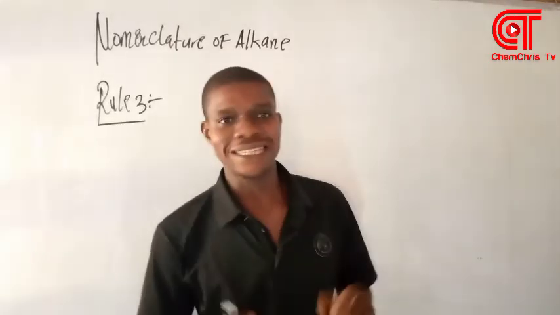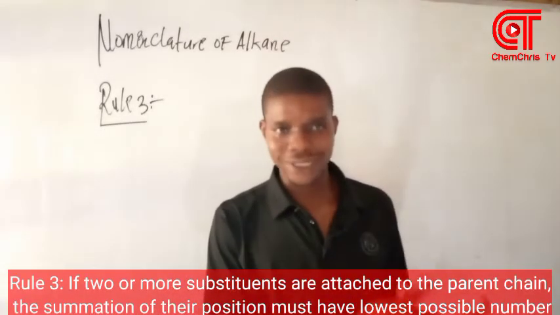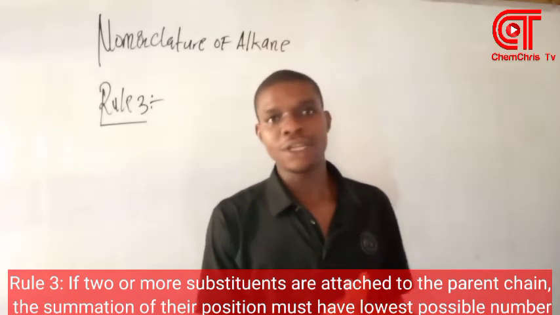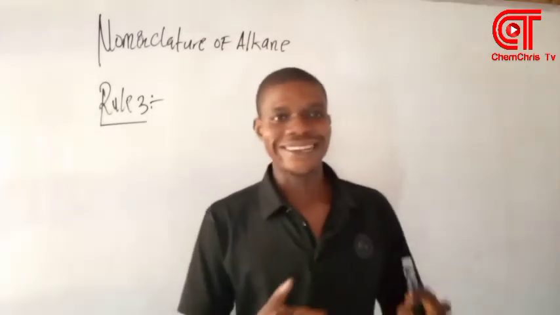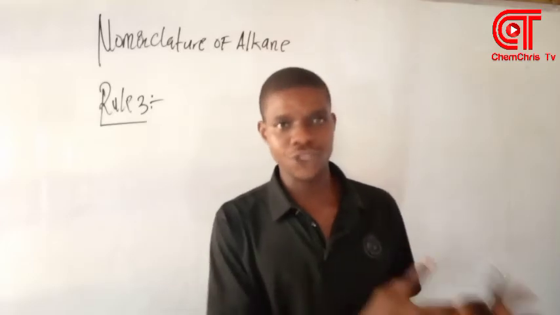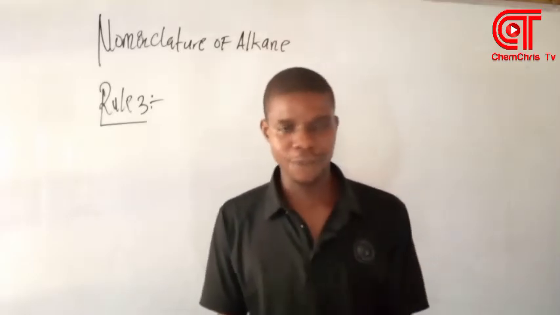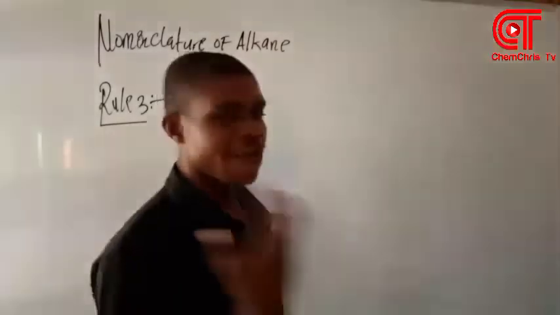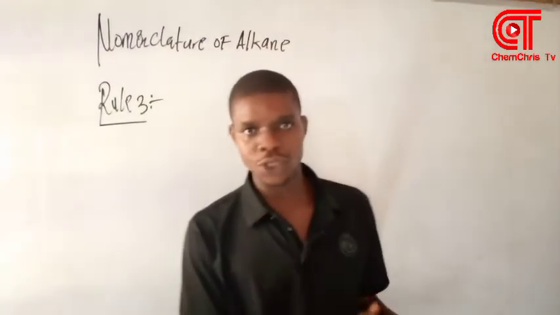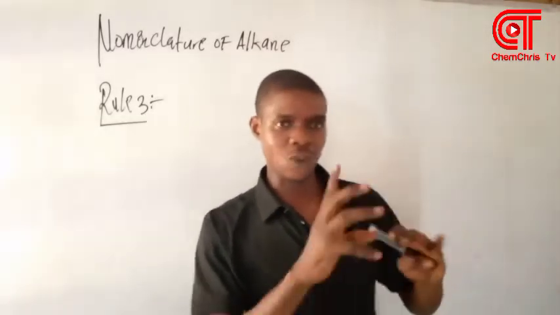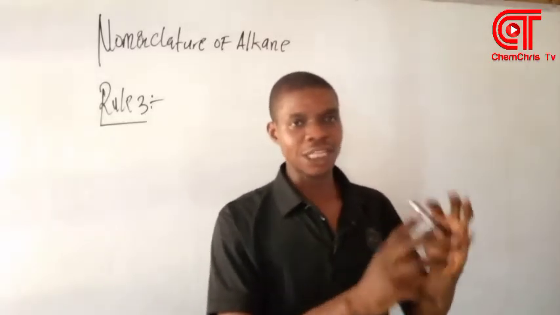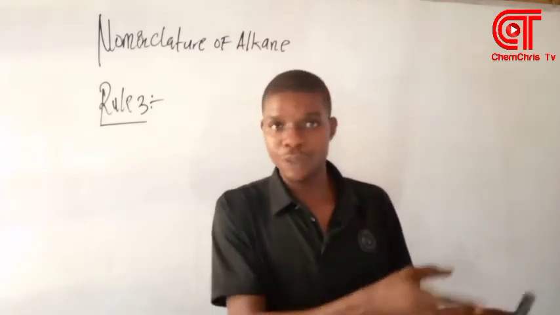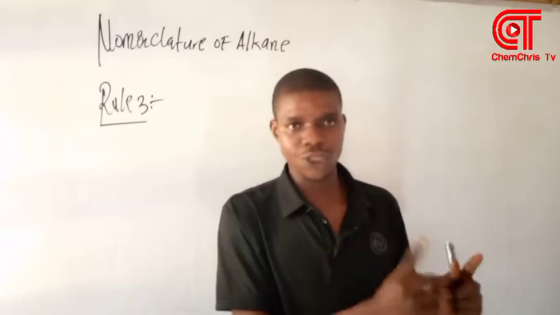Rule number 3 states that if two or more substituents are attached to the parent chain, the parent chain must be numbered in a way that the summation of the positions of the substituents has the lowest possible number. It's not that difficult. We'll explain it to you. Do you get that? If, for example, there is only one substituent, what will happen here? Number from both sides to see the one that gives the lowest possible number for that one substituent.